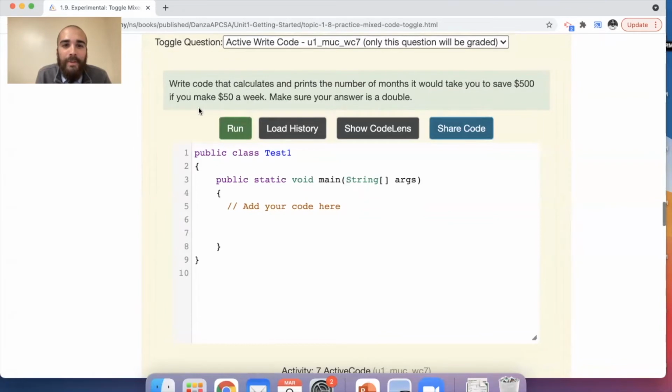Write code that calculates and prints the number of months it would take for you to save $500 if you made $50 a week.